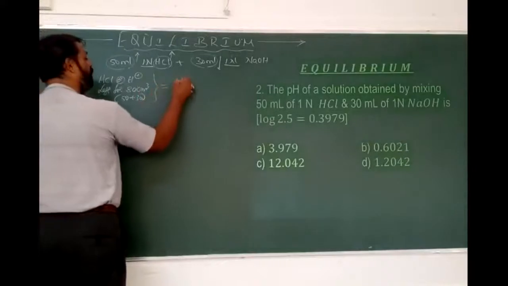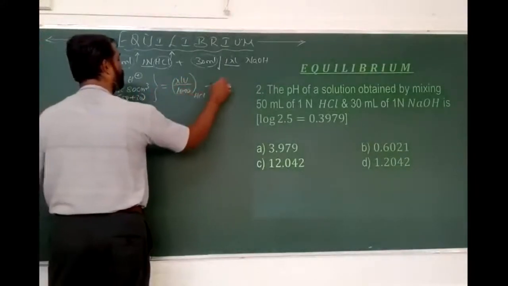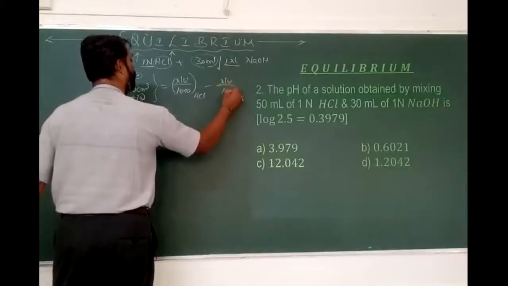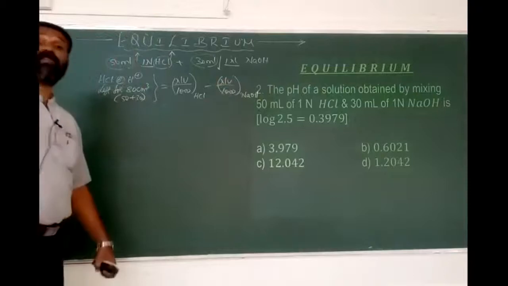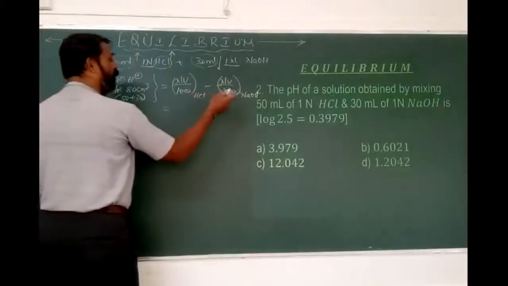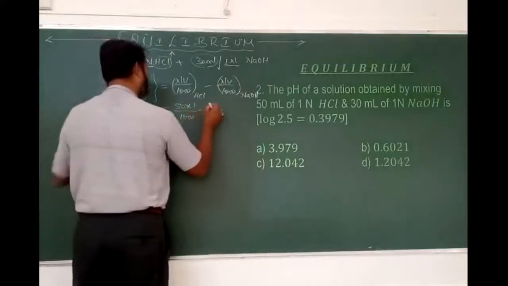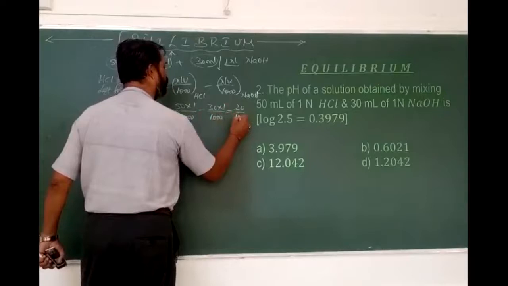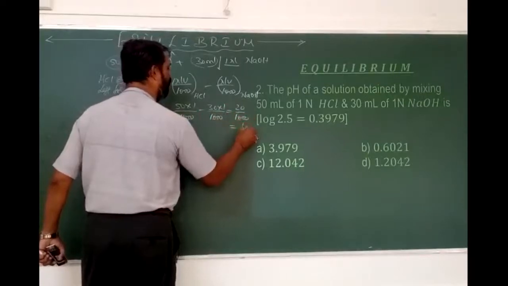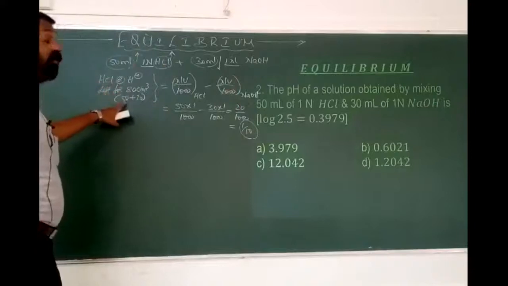We know that it is NV by 1000 of HCl minus NV by 1000 of which one? NaOH, because we are having more minus less. Which is the more here? HCl is more. 50 into 1 divided by 1000 minus 30 into 1 divided by 1000. That's equal to 20 by 1000, which is actually 1 by 50. What is that? It is the HCl that has been left for how much?